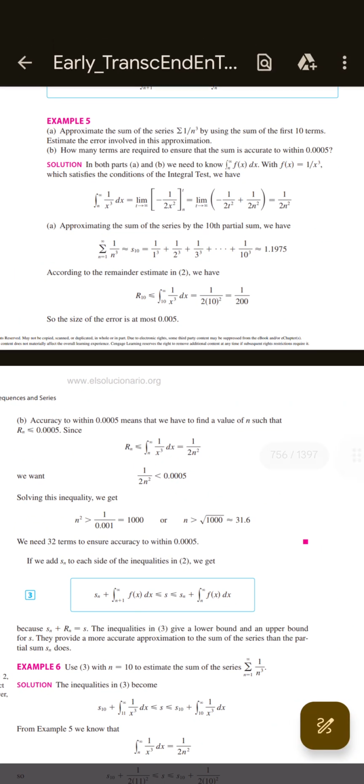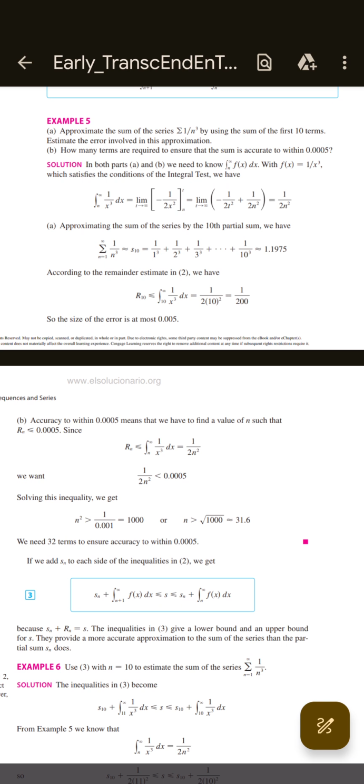Example 5. A. Approximate the sum of the series, the sum from n equals 1 to infinity of 1 over n to the third power, by using the sum of the first 10 terms. Estimate the error involved in this approximation. B. How many terms are required to ensure that the sum is accurate to within 0.0005? Solution in both parts, A and B.